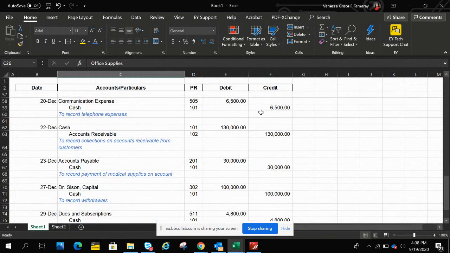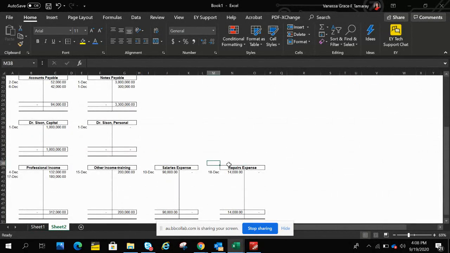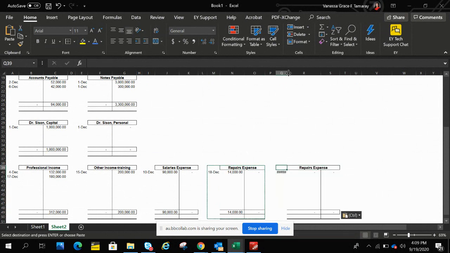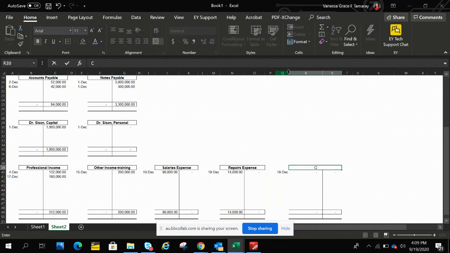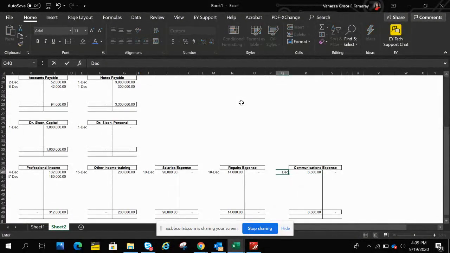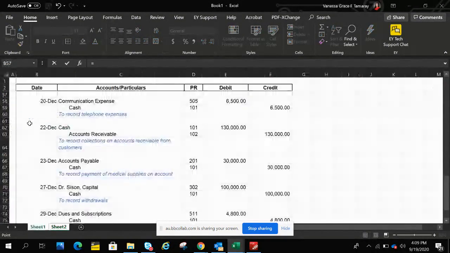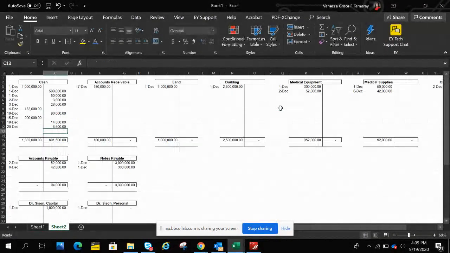Next, communication expense. Debit, 6,500. Diba ulit tayong account. Communications expense, debit, 6,500. And then, nagbayad daw tayo. Communications expense, 6,500. Next transaction.